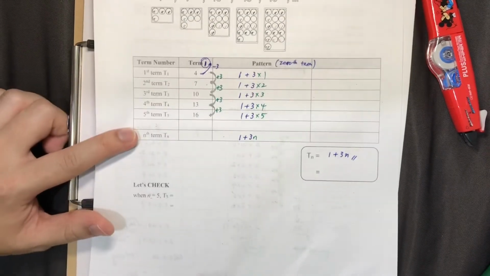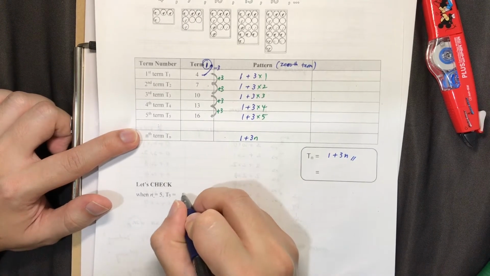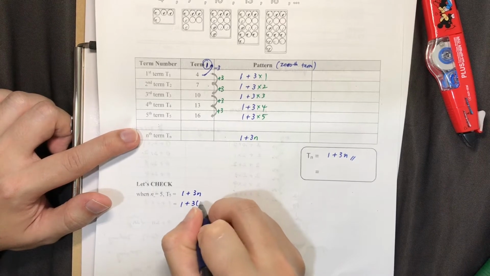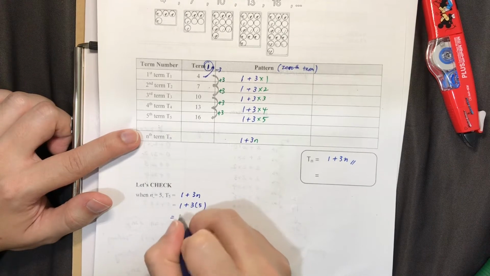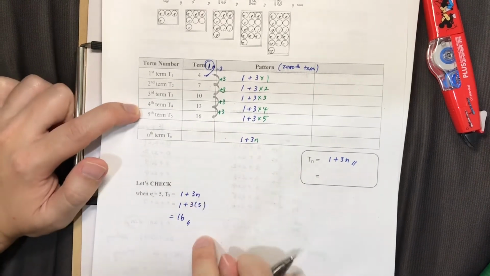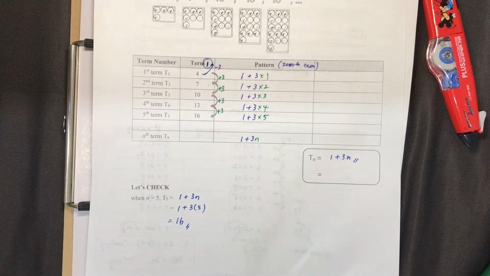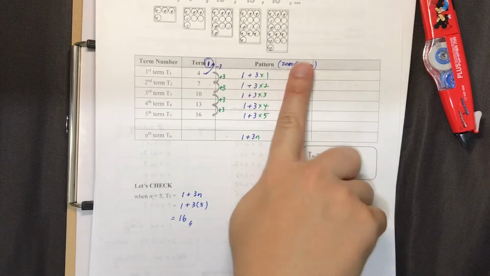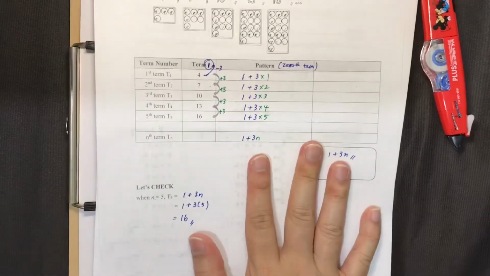Okay, so let's check. When n equals 5, t5 is equal to 1 plus 3n. We replace the n with 5, so 1 plus 3 times 5. So 3 times 5 first is 15, plus 1 is 16. So the fifth term is 16? Yes, so it's correct. We check by substituting back our value. So this is the zeroth term method. We use the third way to find it, as it is easier to find using the third way.